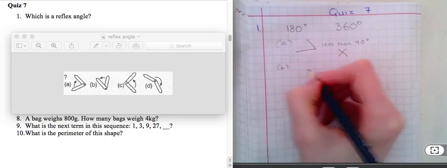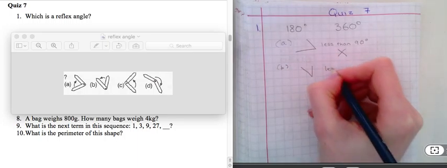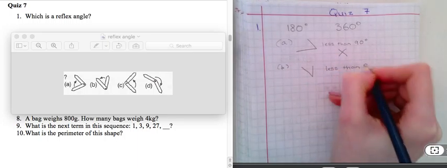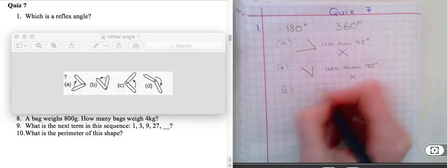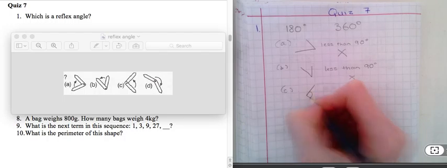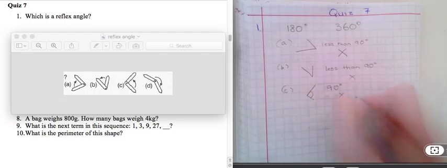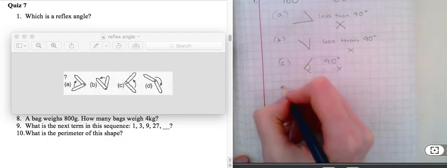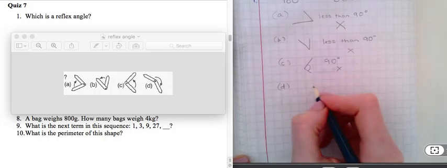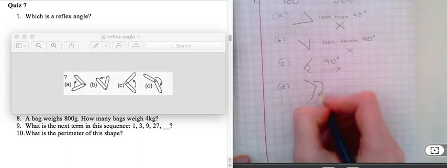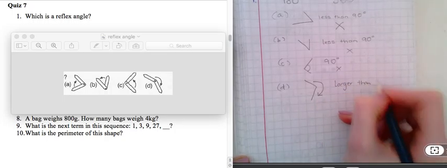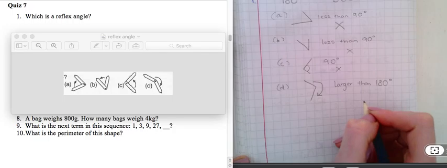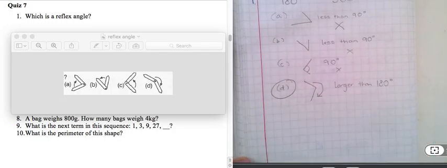Shape B looks like that, and that's also less than 90 degrees. So it's not that one. Shape C looks like it is a right angle, a 90-degree angle, which means it is not C. And shape D, then angle D is this way, is larger than 180, but it's less than a full rotation, so we'll say that yes, it is D.